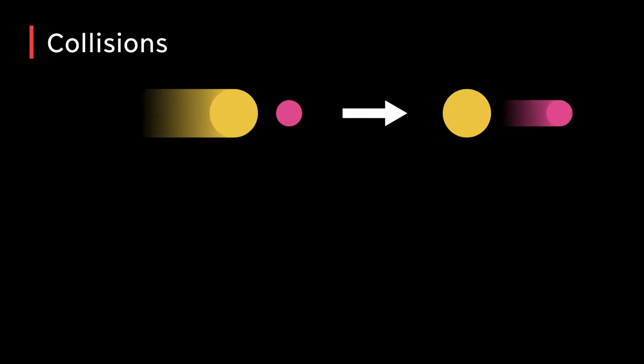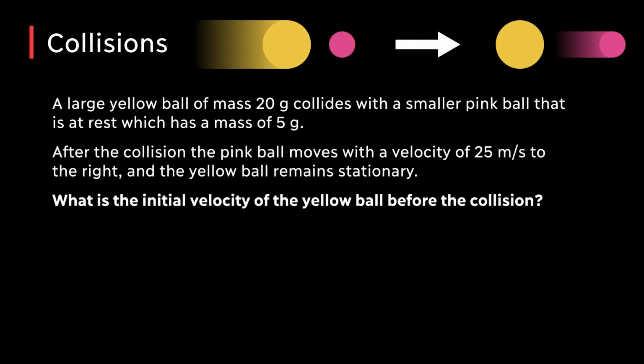Now, we're told that a large yellow ball of mass 20 grams collides with a smaller pink ball that is at rest and has a mass of 5 grams. After the collision, the pink ball moves with a velocity of 25 meters per second to the right, and the yellow ball remains stationary. What is the initial velocity of the yellow ball before the collision?